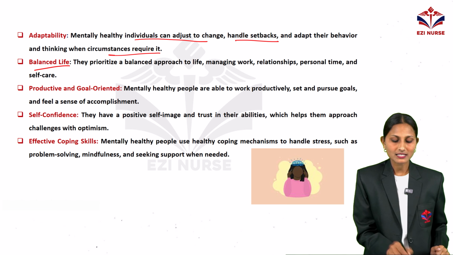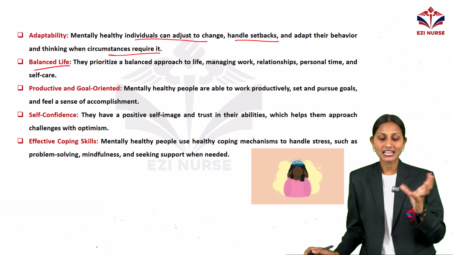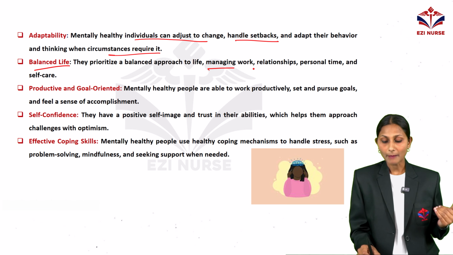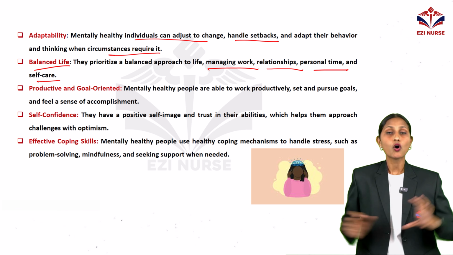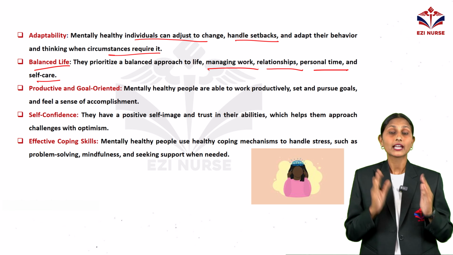Next one is a balanced life. They will balance each and every part of their life. They will manage their work, their relationships, personal time and self-care. All these things they will manage together.